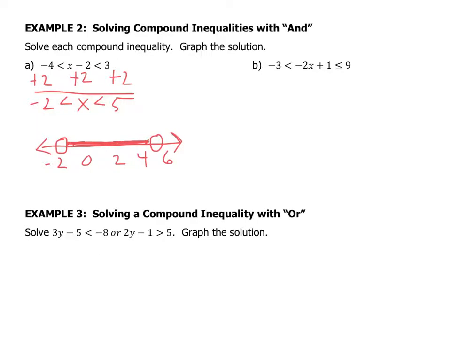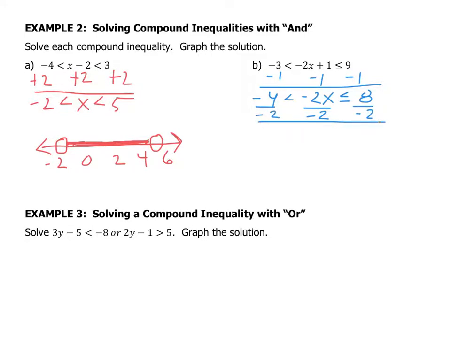On the next one, again, I'm going to focus on that middle expression. I would be subtracting 1 from both sides, actually all three sides, and I'm going to get -4 is less than -2x is less than or equal to 8. Then the next step, and this is where we have to be careful, I'm dividing by a -2. Now remember, when we divide by a negative number, or if we multiply by a negative number, I'm going to do what I see for the operations. So I'm going to get 2, I'm going to get x, and I'm going to get -4.